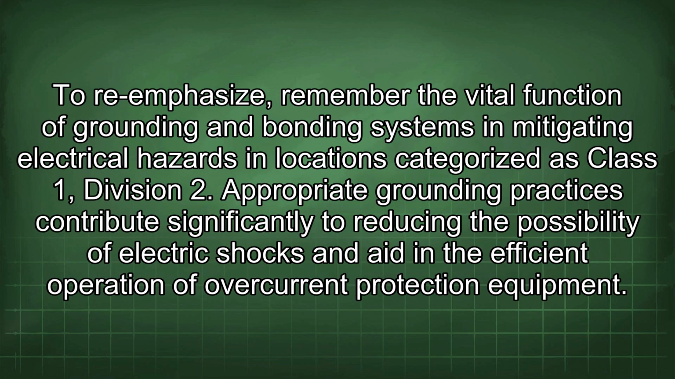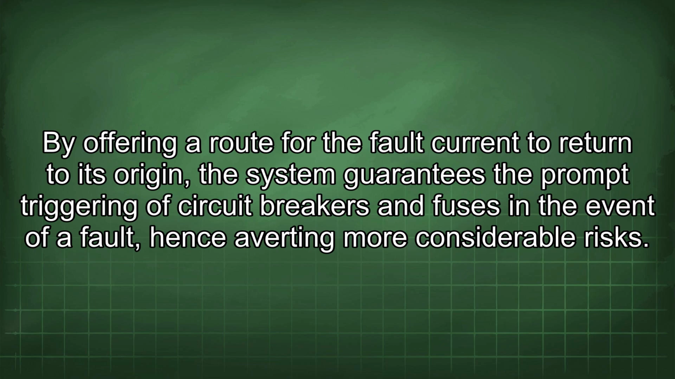To re-emphasize, remember the vital function of grounding and bonding systems in mitigating electrical hazards in locations categorized as Class 1, Division 2. Appropriate grounding practices contribute significantly to reducing the possibility of electric shocks and aid in the efficient operation of overcurrent protection equipment. By offering a route for the fault current to return to its origin, the system guarantees the prompt triggering of circuit breakers and fuses in the event of a fault, hence averting more considerable risks.